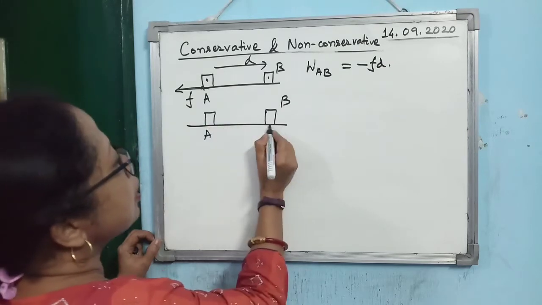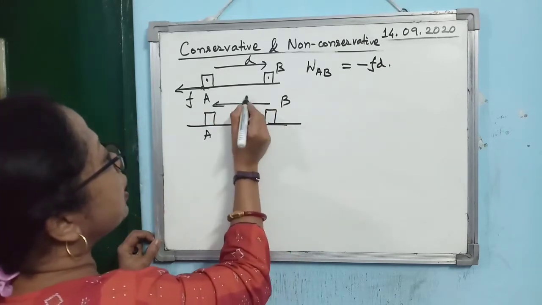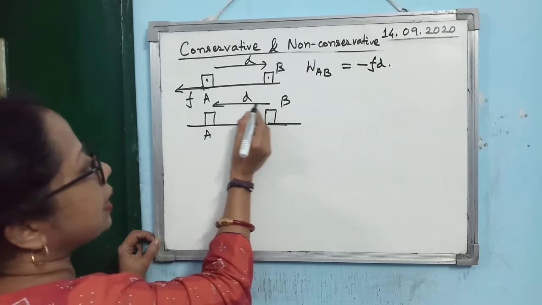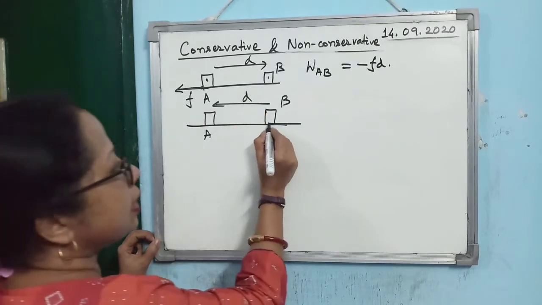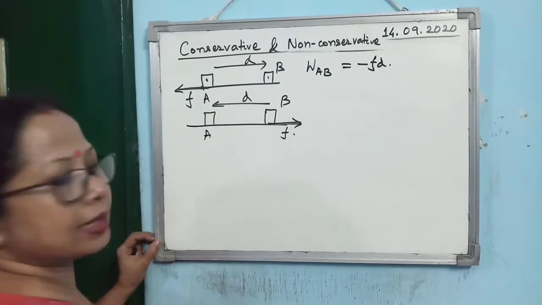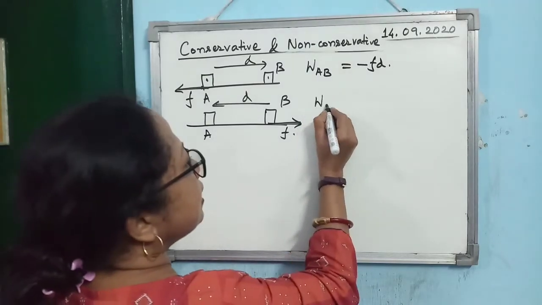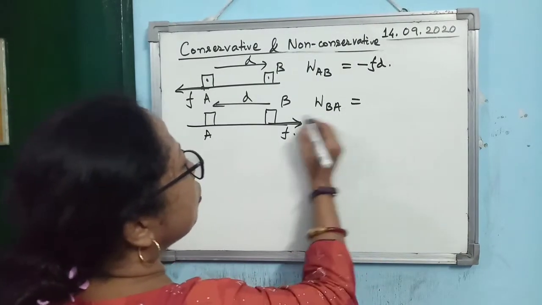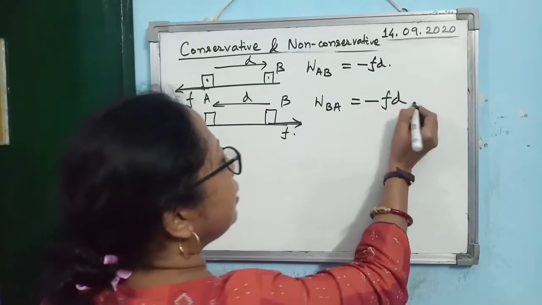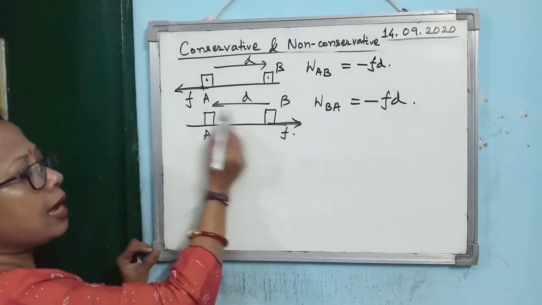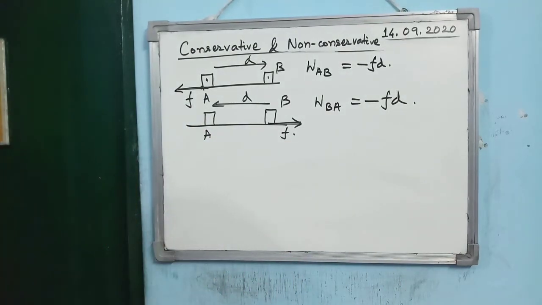Is that clear? So you see, when you are taking the body from B to A, displacement is in this direction and frictional force is acting in this direction. So you see, in this case W_BA, what it will be? Again it is minus FD. Why? Because F and D, again they are 180 degree to each other.